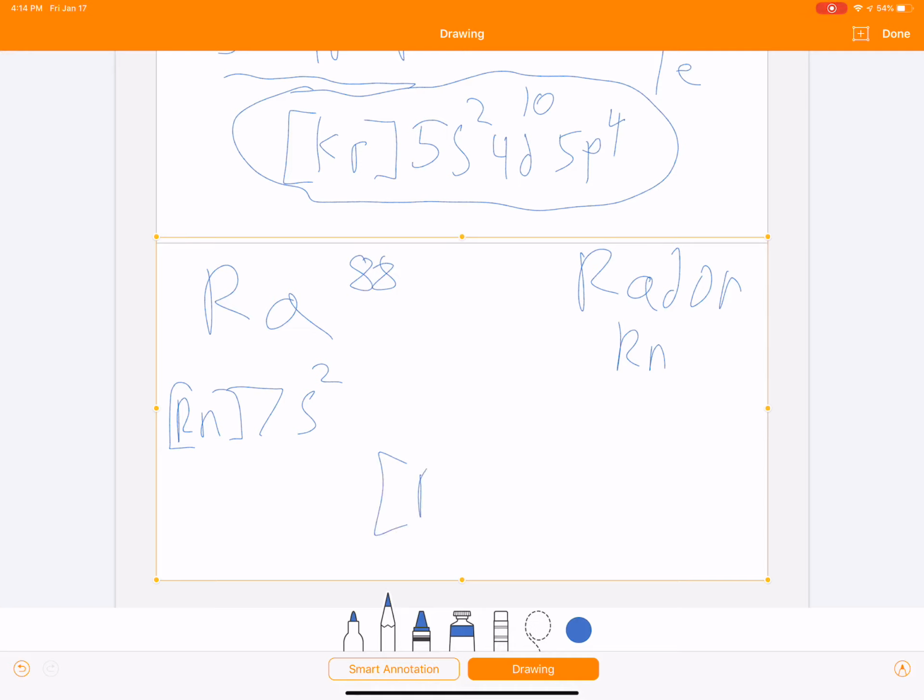Let me rewrite that down here. Rn, radon, goes in the brackets, our nearest noble gas. 7s2 goes there, and that is the noble gas configuration for radium.